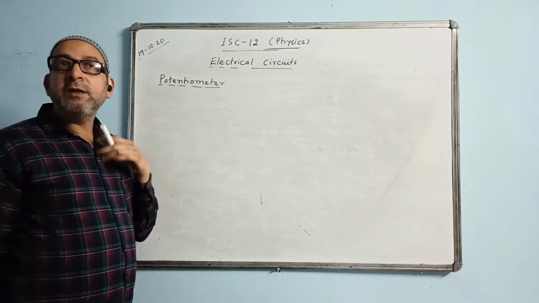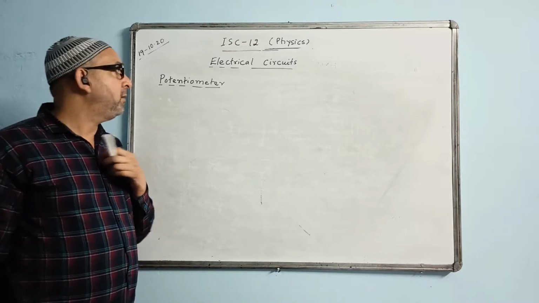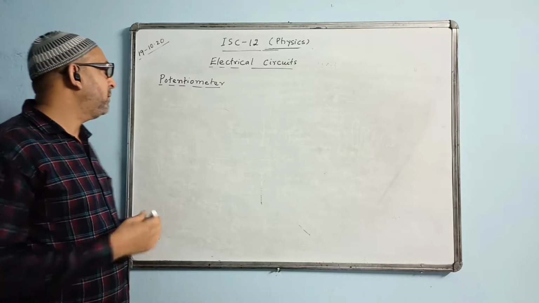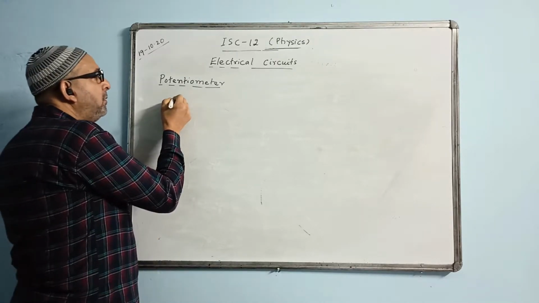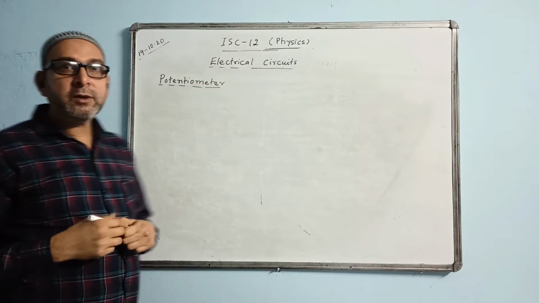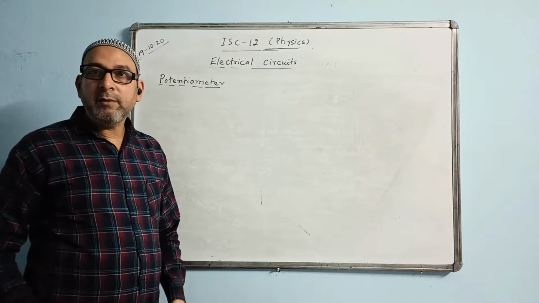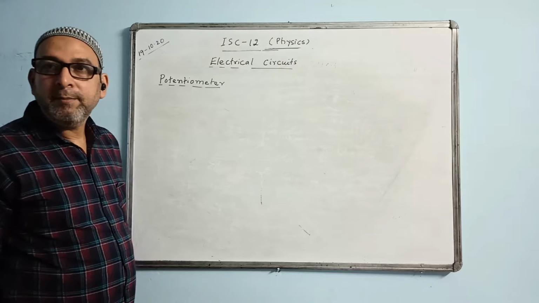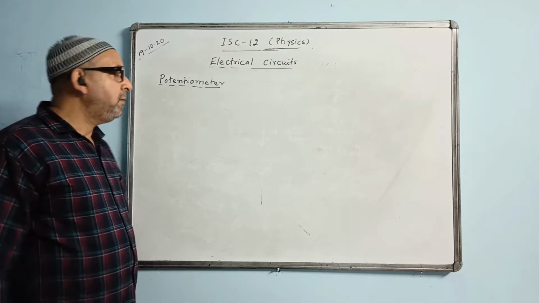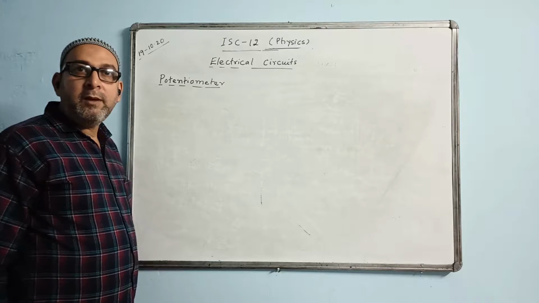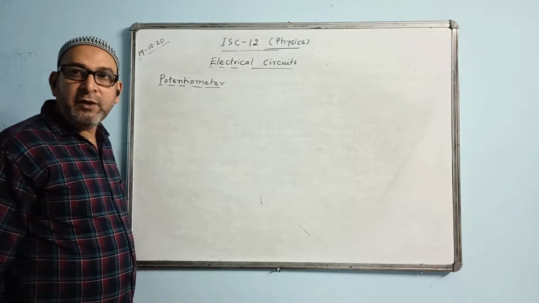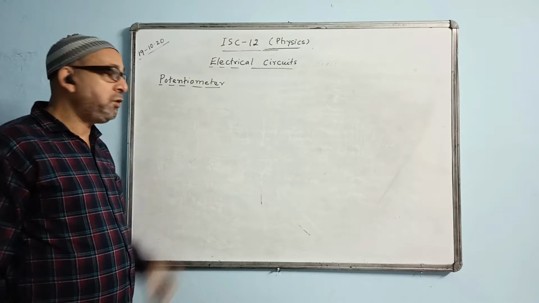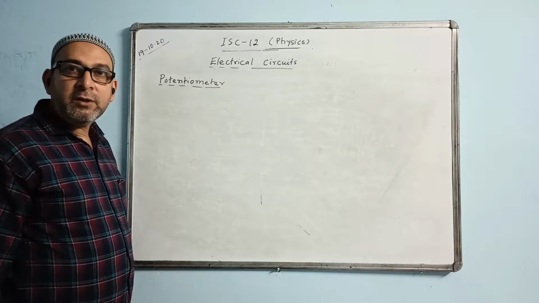Potentiometer is an electric circuit which is used to compare the EMF of a cell. It works on two principles. There are two principles on which it works. It works on the principle of null deflection. Null deflection, there will be a galvanometer and it will give null deflection. This one is potentiometer.